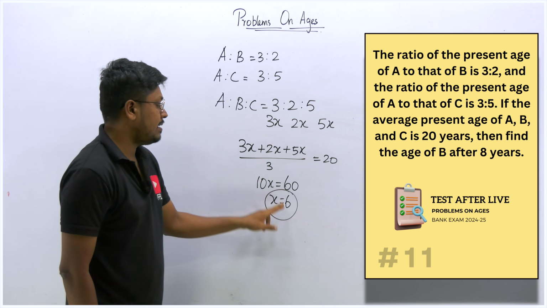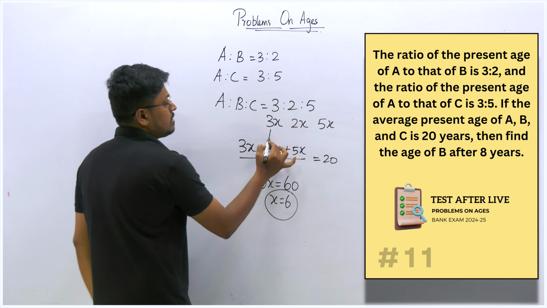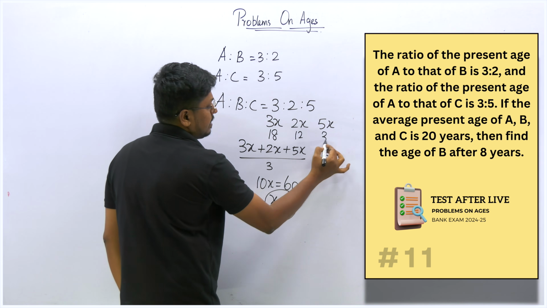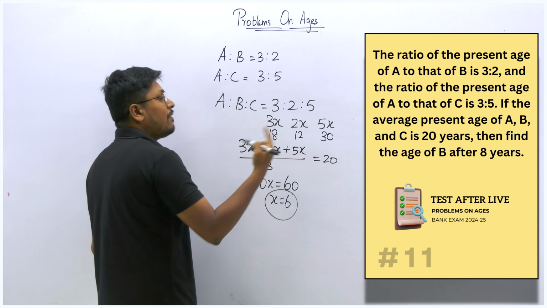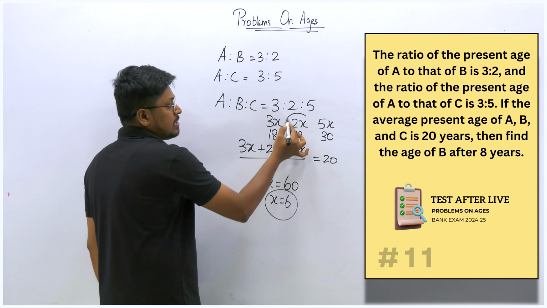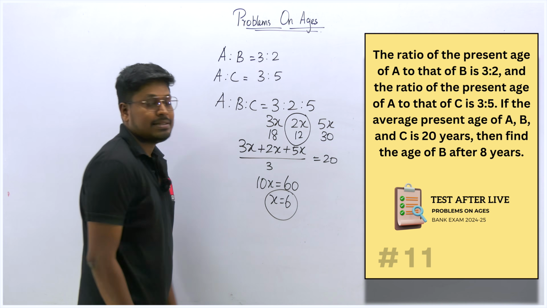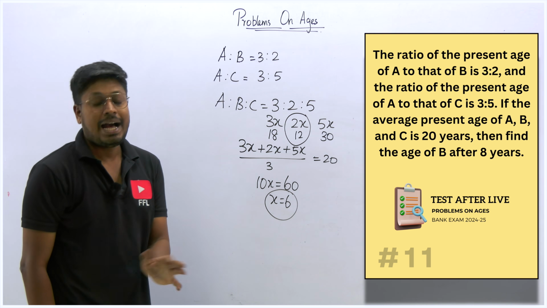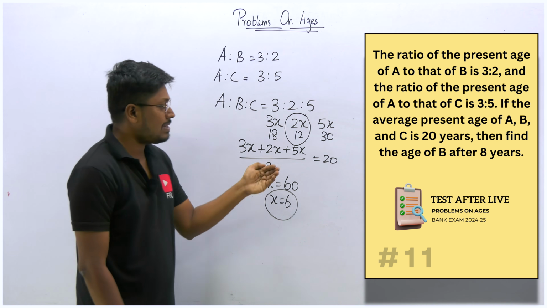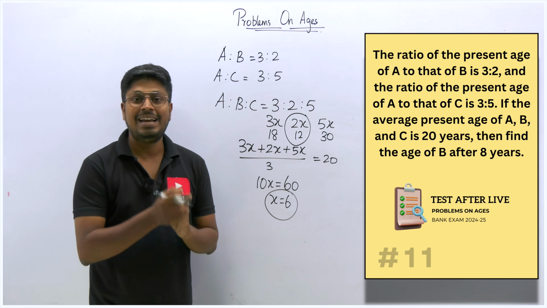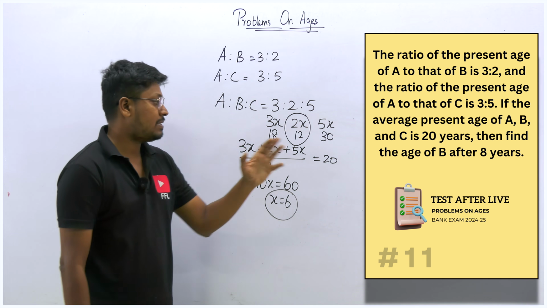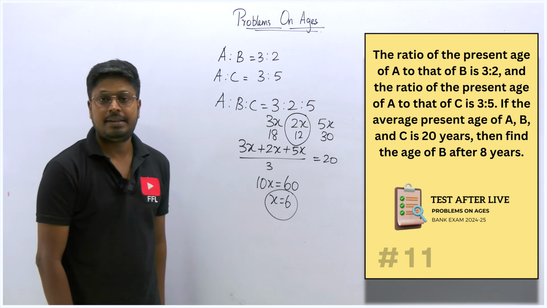So substitute 6 here, 6 into 3, 18. 6 into 2, 12. 6 fives are 30. So what is the question? Find the age of the person B after 8 years. So B's age is how much? 12. So 12 is the present age of the person B. After 8 years, 12 plus 8 will be 20. So 20 will be the age of the person B after 8 years. So the answer for this question is 20.